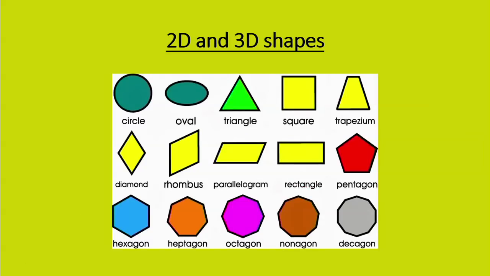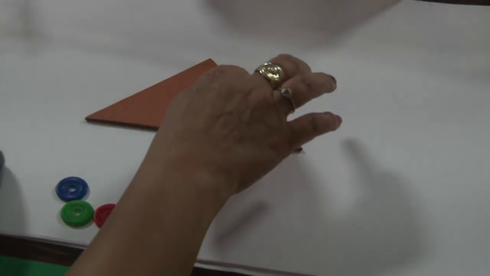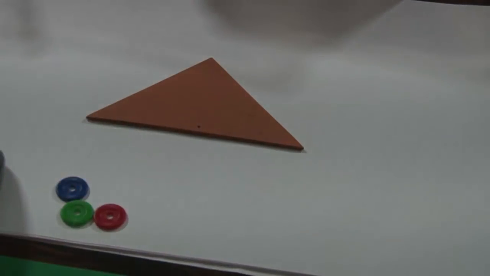When it comes to 2D and 3D shapes, let's talk about 2D shapes first. 2D shapes are shapes that only have length and height or width. They only have 2 dimensions. Let's take a triangle. Why is it called a triangle? I must also be aware of the properties of shapes. Why is it called a triangle? Because it has 1, 2, 3 sides. A triangle is called a triangle because of its 3 sides.